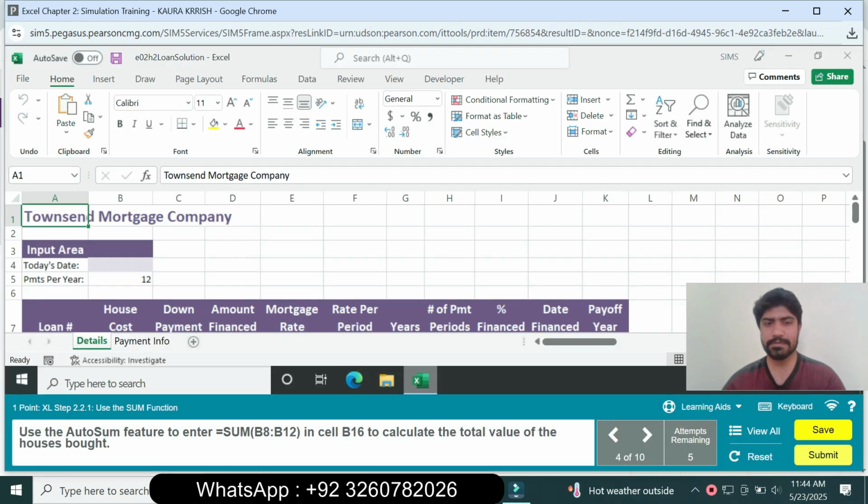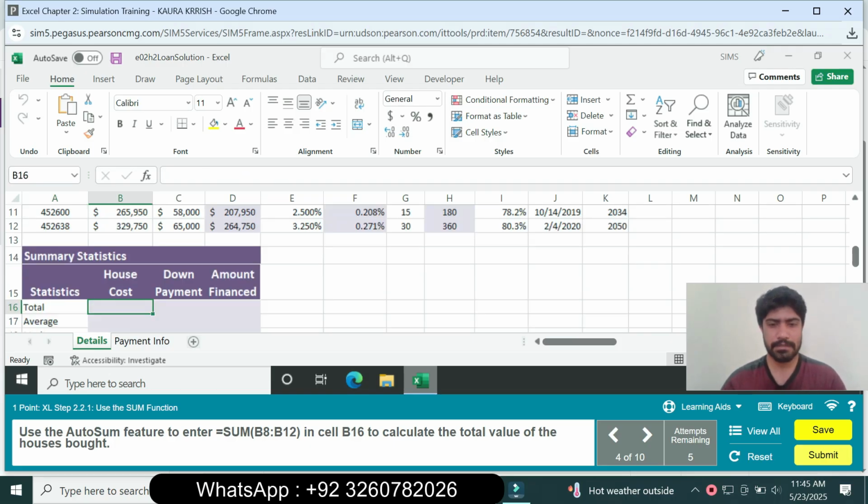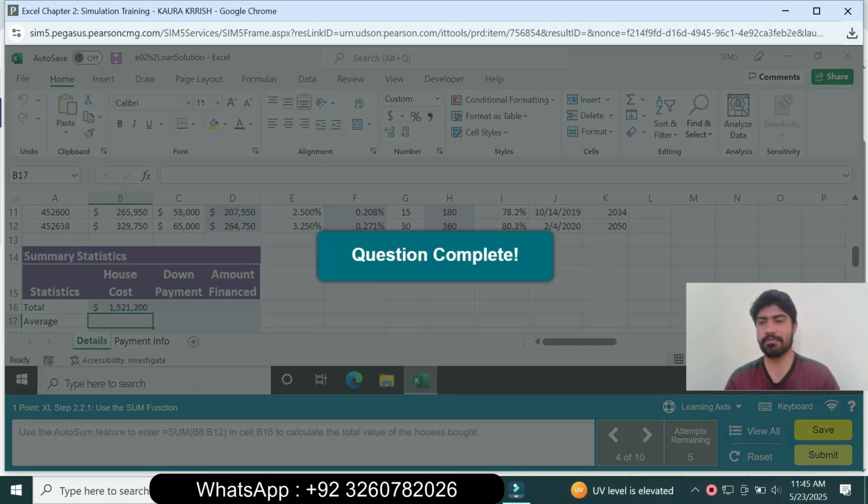Question number 4 is: use the AutoSum feature to enter the sum of B8 to B12 in cell B16 to calculate the total value of the houses. So select B16 and type equals and the SUM function, and the range is B8 to B12. Close the bracket and press Enter. So question number 4 is complete.